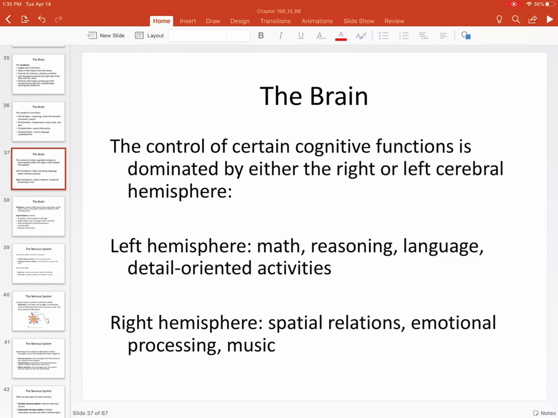So the control of certain cognitive functions is dominated either by your right or left hemisphere. The left hemisphere is your math, reasoning, language, detail-oriented activities. The right hemisphere is spatial relations, emotional processing, and music. It's kind of strange to think about, but people who are inclined to music would be using those talents from the right hemisphere, and your left hemisphere would be more your analytical type person, the math, things like that.